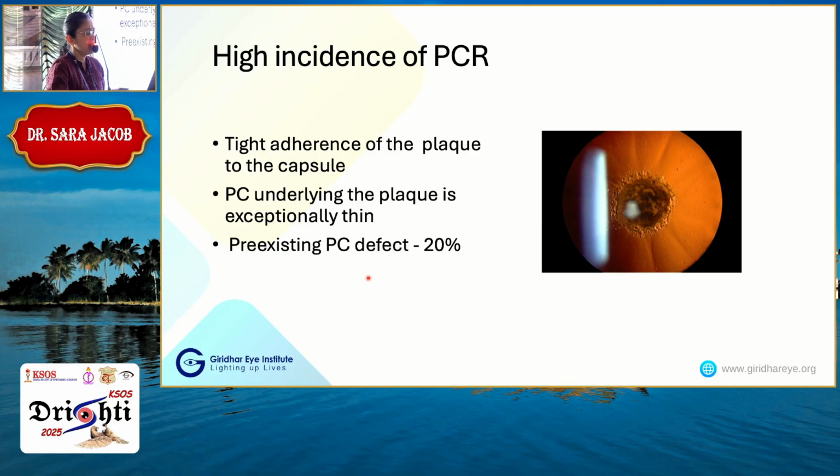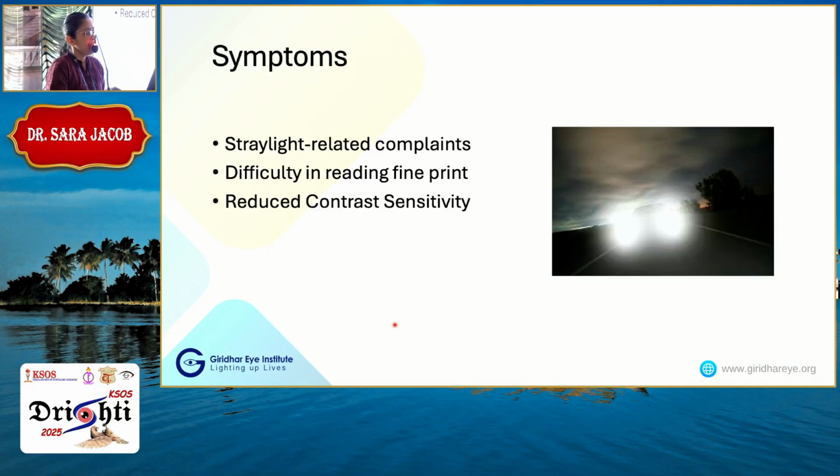So why is there a high incidence of PCR? Because of the tight adherence of the plaque to the capsule, and also the PC underlying the plaque is exceptionally thin. Pre-existing PC defect can be seen in 20% of cases.